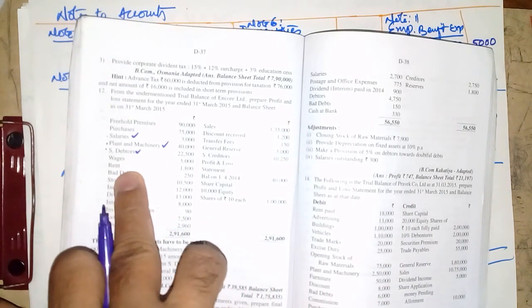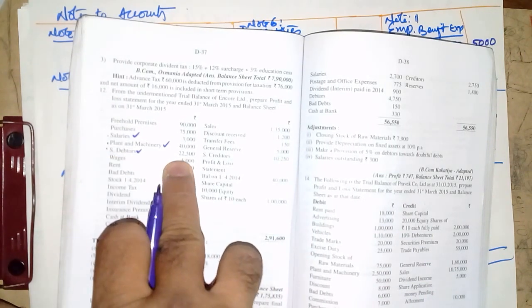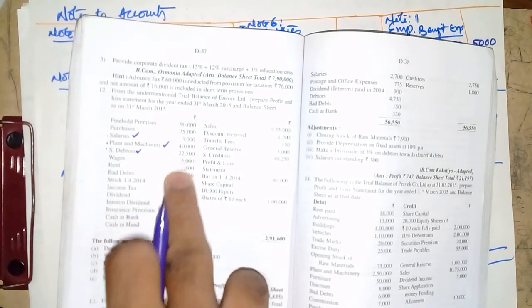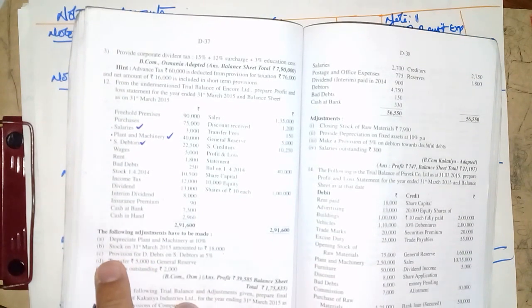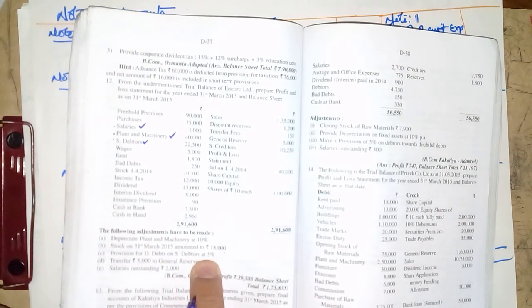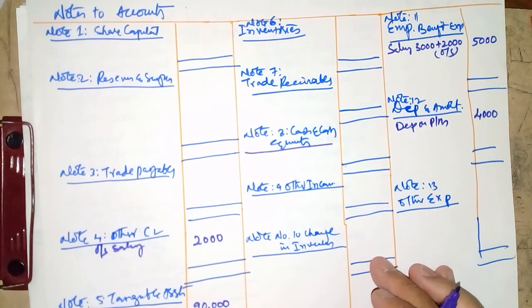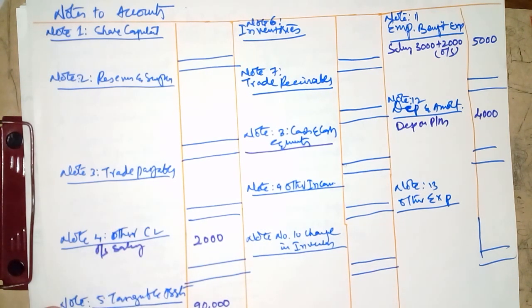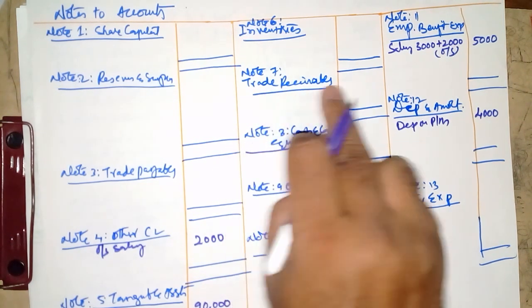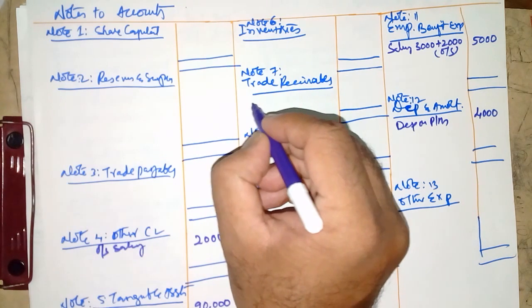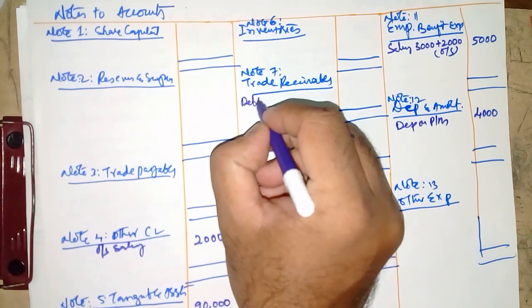Once it is done, we'll come to the next item. The next item is debtors 22,500 and there is an adjustment. So provision for doubtful debts is at 5%. So first we need to write debtors. Debtors comes under which category? Debtors comes under trade receivables. So we'll write first under trade receivables. Did we prepare any? Yeah, we have prepared trade receivables. So under that we write debtors.